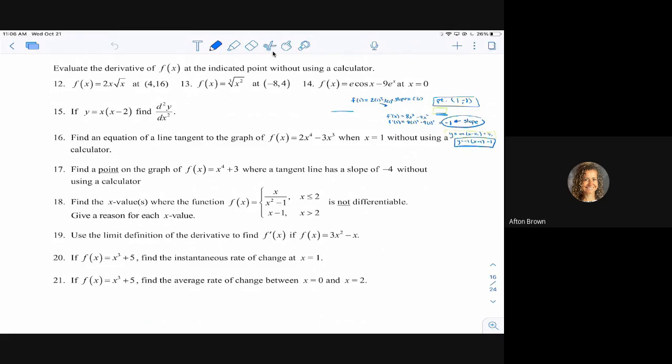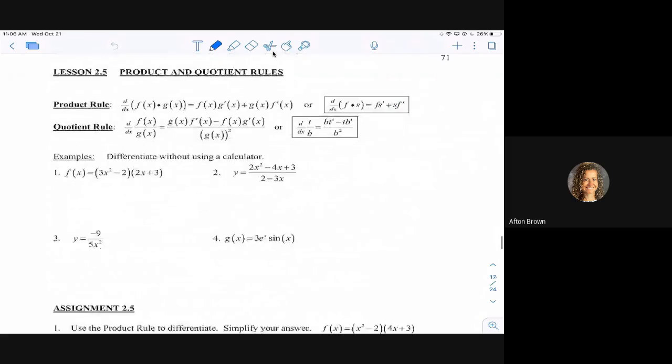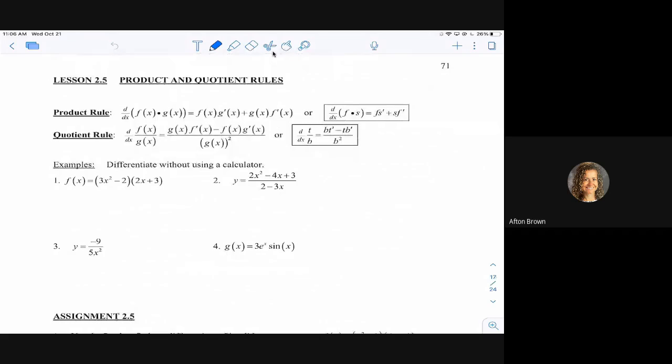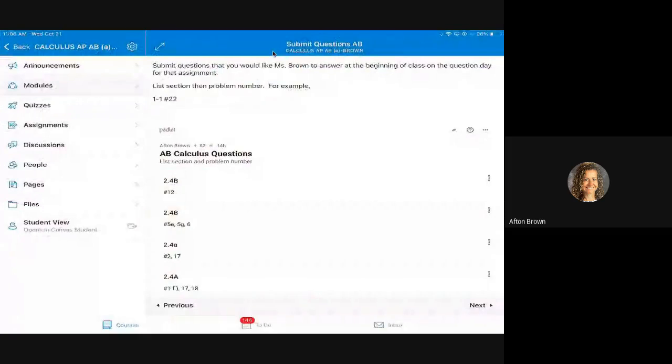Okay, let's go ahead and go on then. Did we have any others? Okay, so we're going to switch. Oh, good. Speaking of product and quotient rule, this is what we learned today. So that's probably why that question was there. So product and quotient rule. I need to remind myself really quick what I put on here.